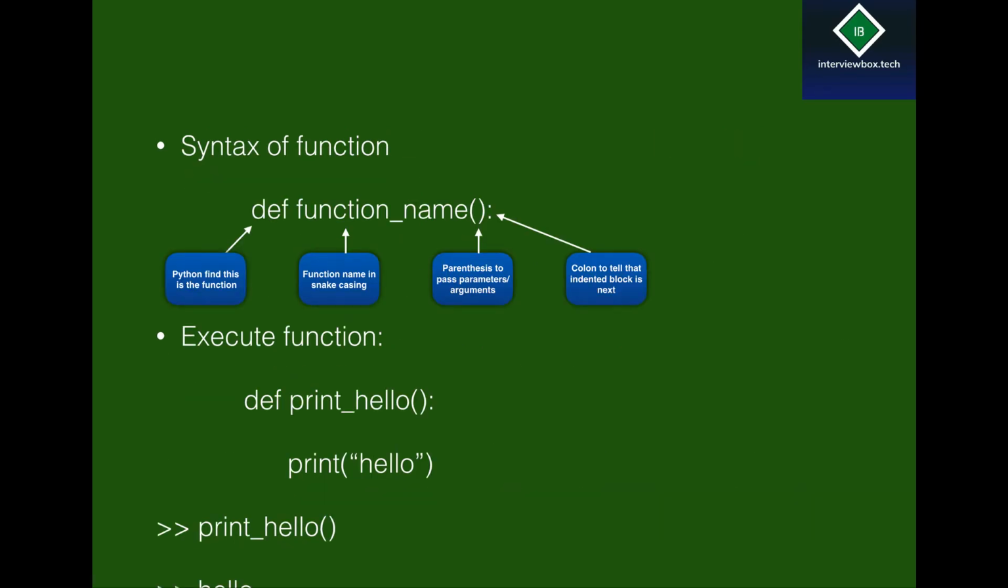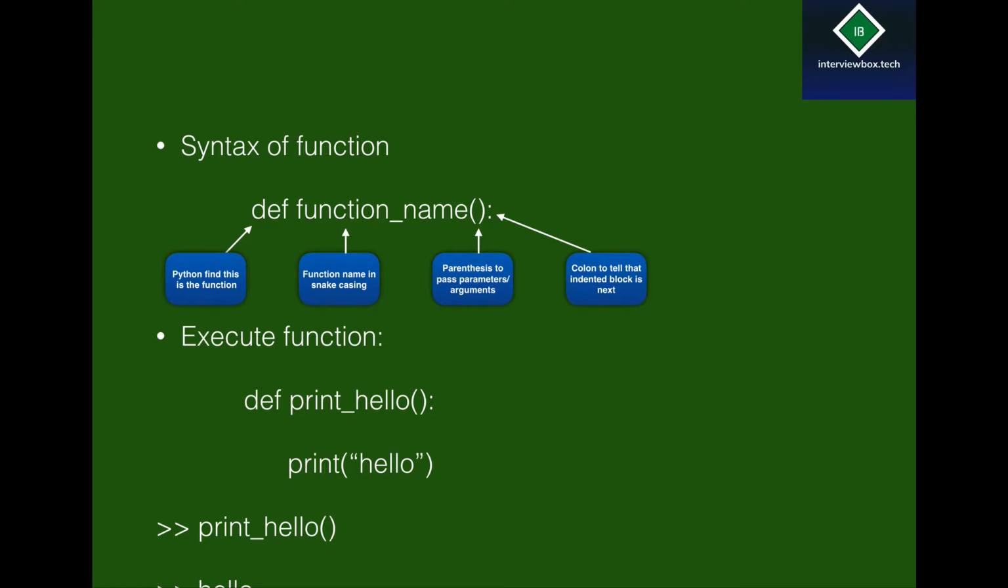So in this slide, that's the syntax of a function. A function starts with the keyword def, which basically stands for definition. When you use this def keyword, it tells Python that this is a function. And after that you have a function name, and as you see here, I have written function underscore name. So the function name is defined with snake casing, and you see I'm using the underscore.